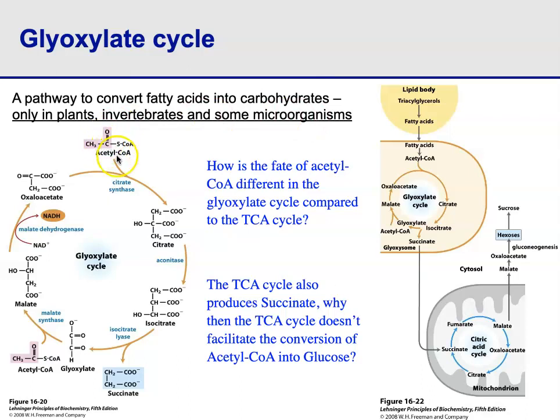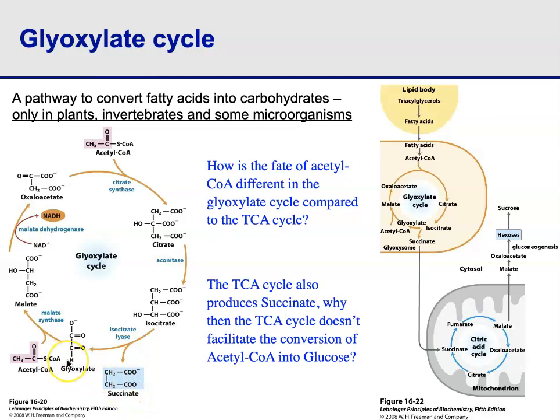What is it? You have acetyl-CoA that is fused by oxaloacetate, same reaction as the TCA cycle, citrate synthase, we form citrate, then isocitrate, but from this point on, there are some differences. Now, in these microorganisms and in plants and invertebrates, there is an enzyme known as isocitrate lyase that converts isocitrate to glyoxylate and succinate.